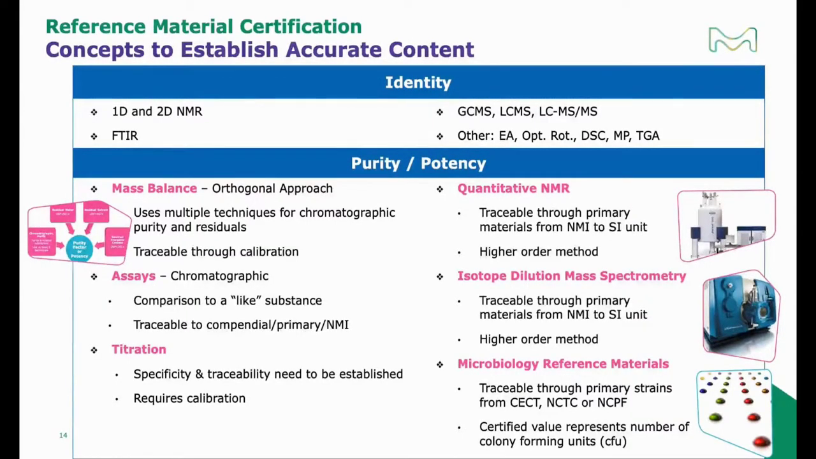Mass balance uses multiple techniques to determine identity, purity and all trace impurities, whereas other approaches such as quantitative NMR and titration primarily use one technique. All approaches are useful for determination of purity or potency. We are focusing on mass balance, quantitative NMR, and isotope dilution mass spectrometry for organic molecules. We'll now take a closer look at quantitative NMR and mass balance.